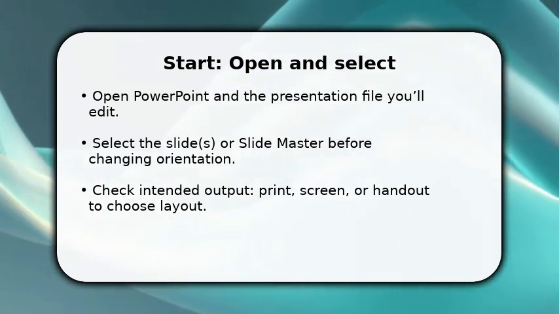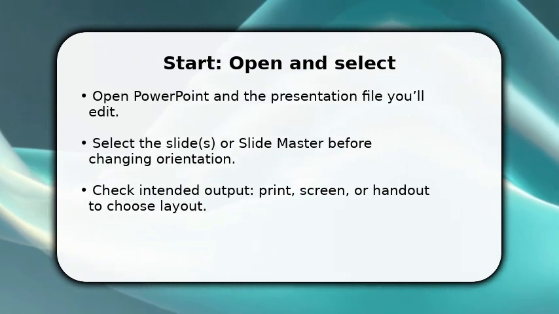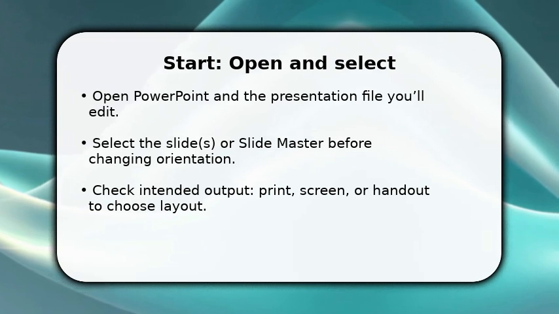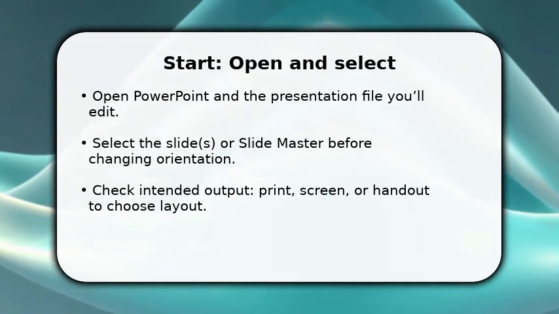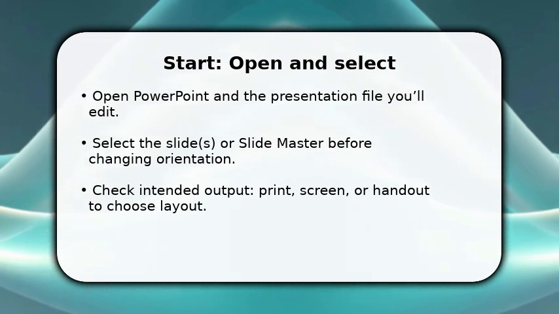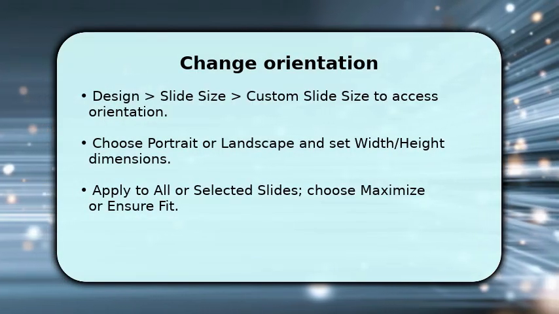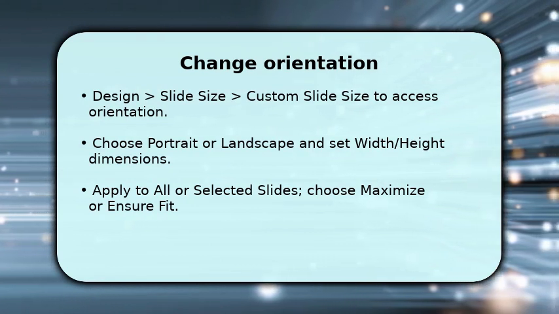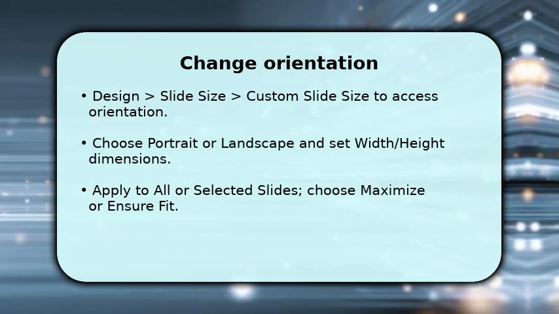Now move to the Design tab. This is where orientation lives, so don't switch windows, stay focused, and proceed to the next step. From the Design tab, click Slide Size, then Custom Slide Size to access orientation and custom dimensions. You'll see Portrait versus Landscape options. Pick Portrait and enter width and height if you need specific sizes or inches.